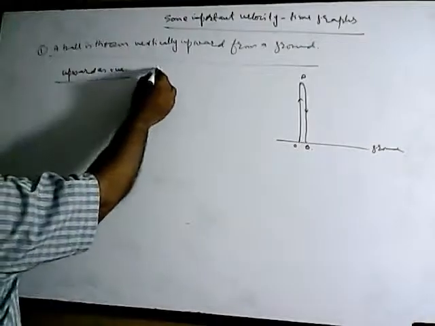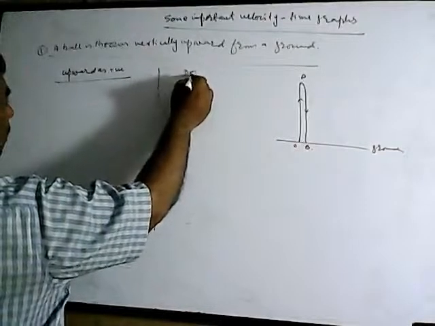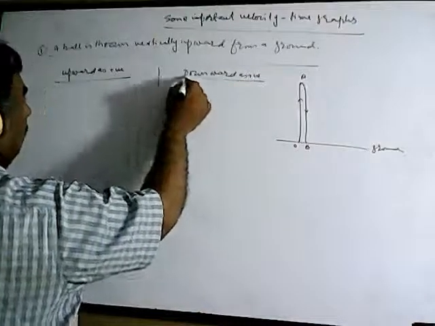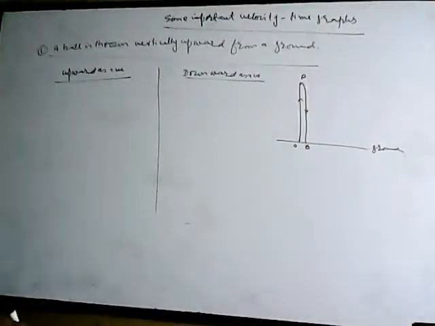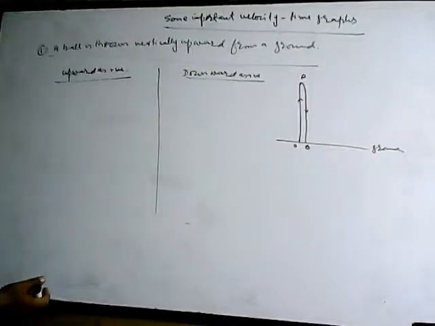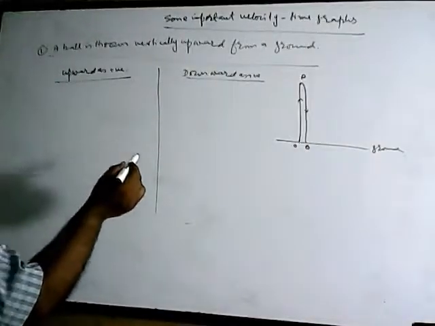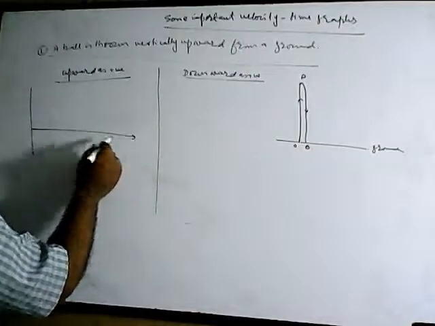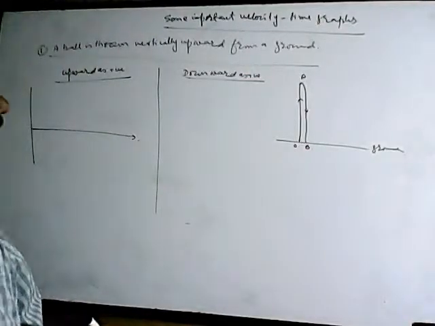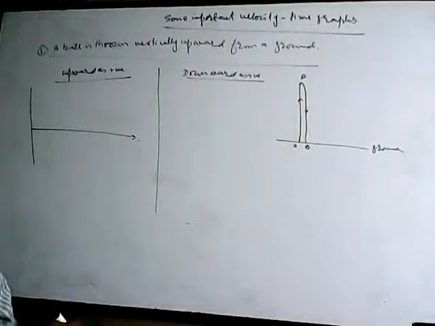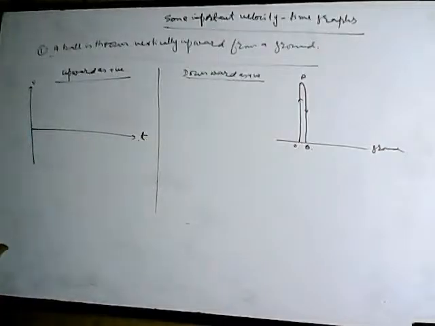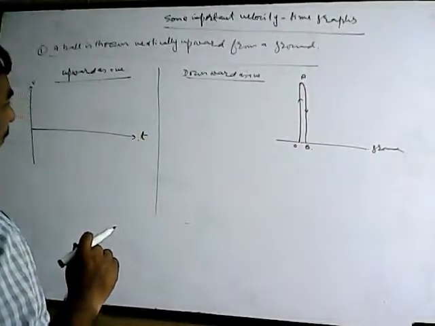If upward is positive, and if downward is positive, both things can be taken. For example, we will take upward as positive. So if upward is positive, the ball is just going upward. This is the velocity and this is time. I'll write those names where the things become.